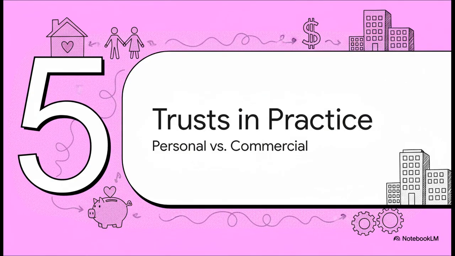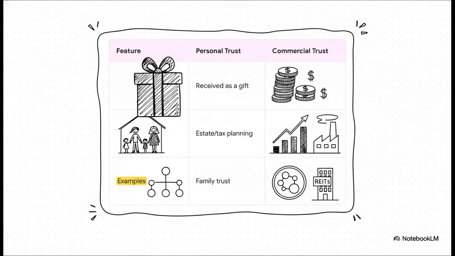So with all these rules and types in mind, where do we actually see trusts being used in the real world? Well, they generally fall into two broad camps: personal trusts and commercial trusts. This table breaks down the difference really nicely. On one side, you have personal trusts. These are all about estate planning and are typically set up as a kind of structured gift, like the family examples we've been using. On the other side, you have commercial trusts, which are basically investment products that you buy into, like a mutual fund or a real estate investment trust, which you might know as a REIT.